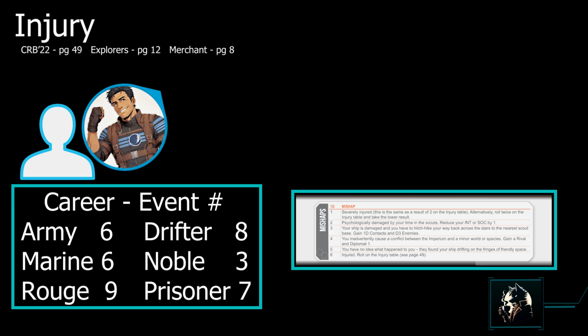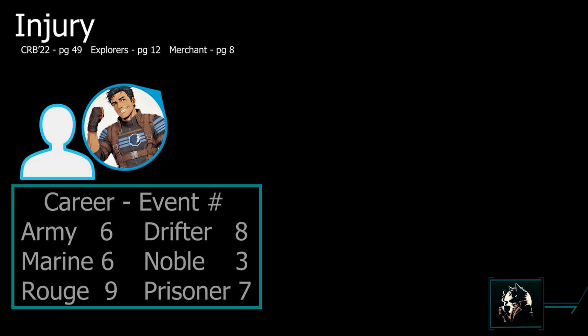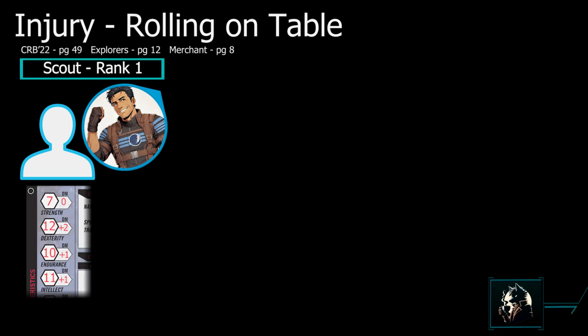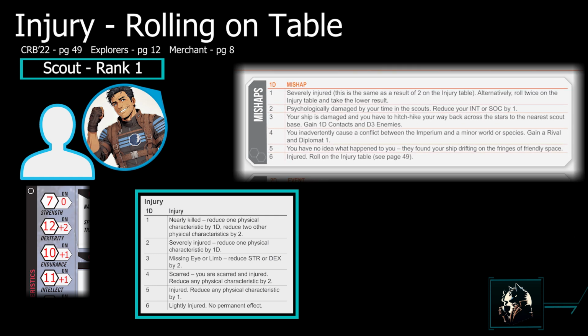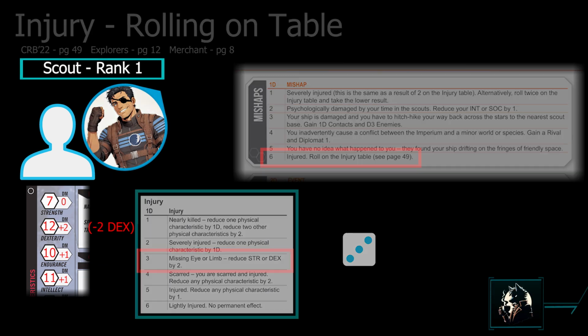During a career or pre-career term, either from an event, mishap, or life event, your traveler may be subjected to an injury. Injuries during character creation are permanent damage done to your traveler's physical stats. There are ways to heal this damage before finalizing your traveler, but it may be costly. On page 49 of the CRB 22, roll on the injury table as described from the event or mishap that resulted in your traveler's injury. Take note of the results of the injury table, but don't apply them to your traveler's character sheet just yet.